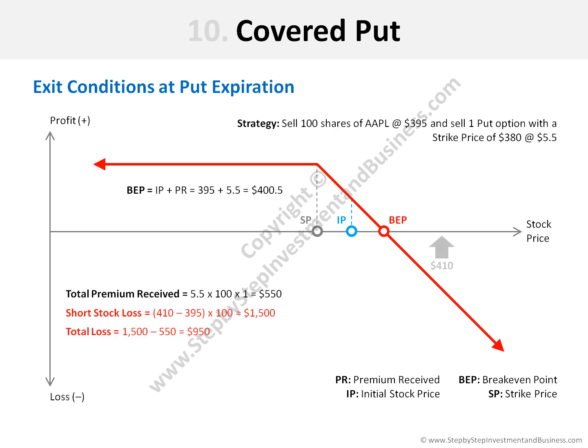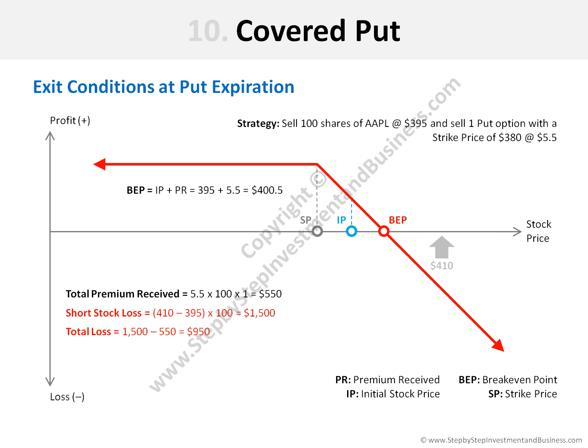Now, let's suppose that at put expiration, the stock price is $410, that is, higher than the break-even point. In that case, the premium received for selling the put is equal to 5.5 multiplied by 100, which is the price of a single contract, multiplied by 1, which is the number of contracts sold. That's a total of $550.